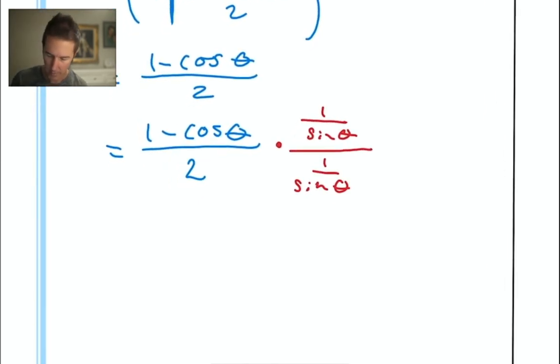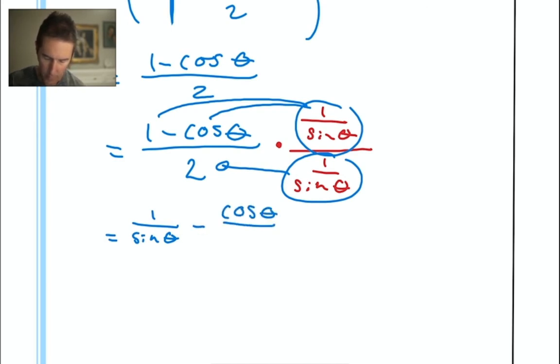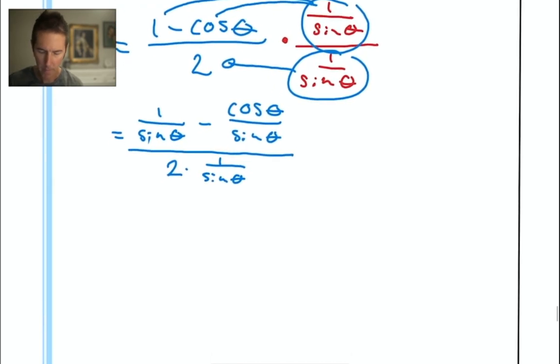So now I'll take this and distribute it to the 1 and distribute it to the cosine theta, and I'll take this and multiply it into my denominator. And the result will be 1 over sine theta minus cosine theta over sine theta, all divided by 2 times 1 over sine theta. What a mess.